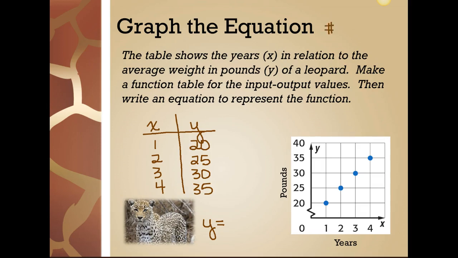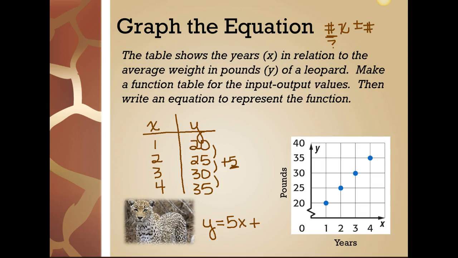In order to find what I will multiply times x, I will need to analyze the output values. To get from 20 to 25, and 25 to 30, and 30 to 35, we are adding 5 each time. I'm going to have 5 times x, and since it's a larger value, it looks like I'm going to be adding something. 5 times 1 is 5, plus 15 will give me 20.